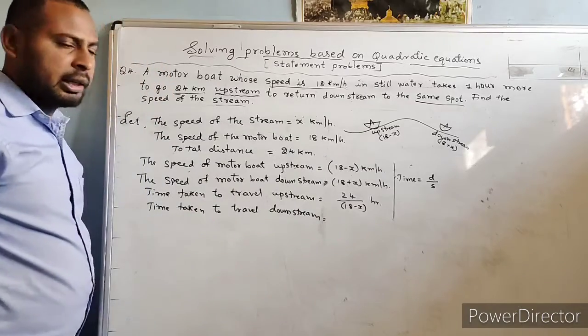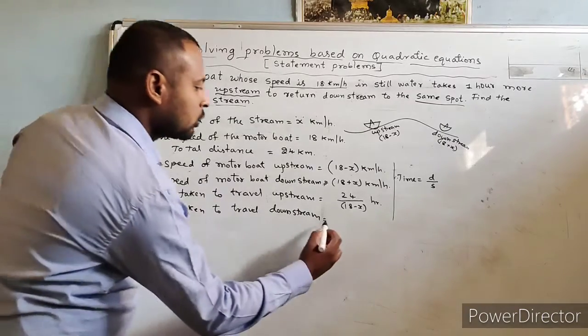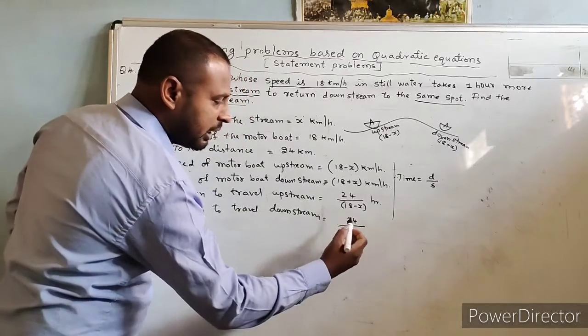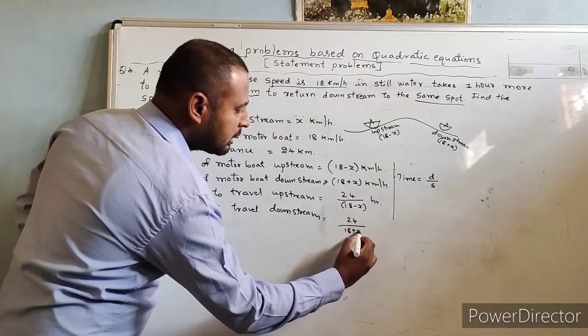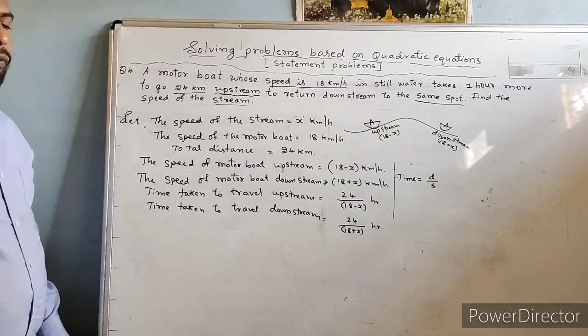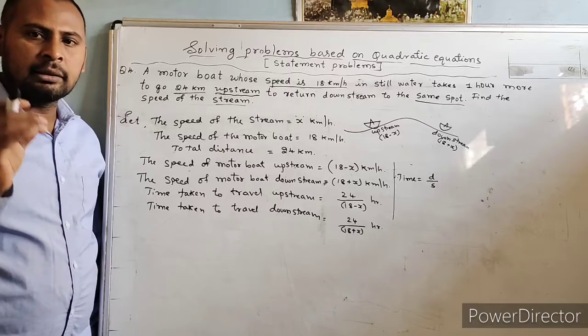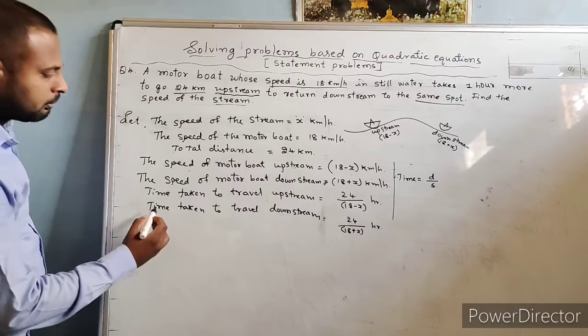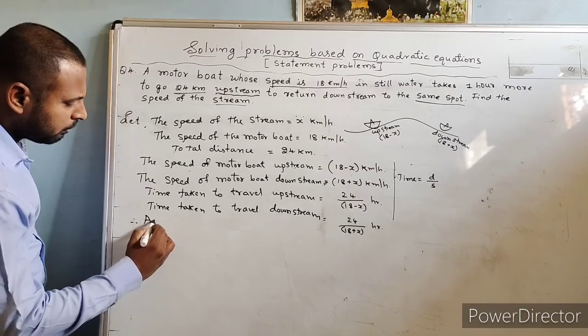So apply the same formula: distance divided by speed. 24 km divided by, in case of downstream the speed increases, 18 plus x kilometers per hour. So 24 divided by 18 plus x hours.